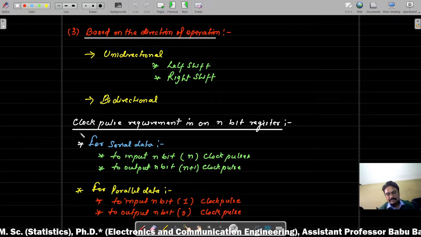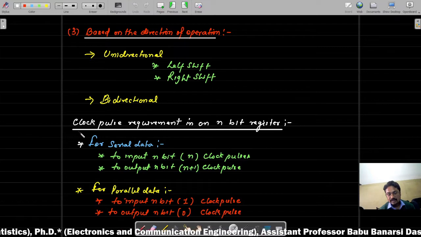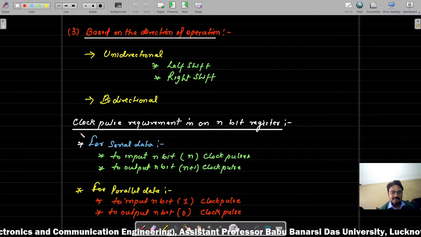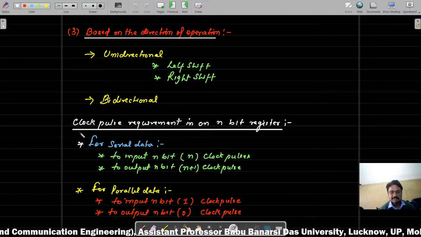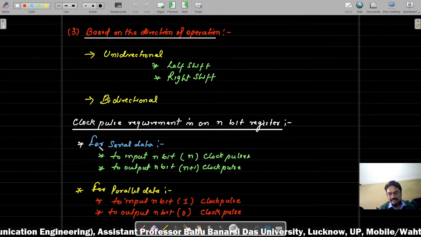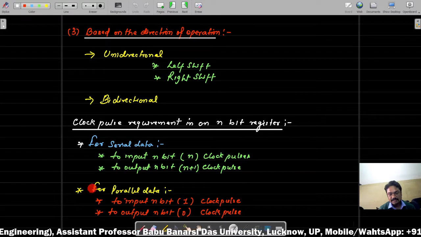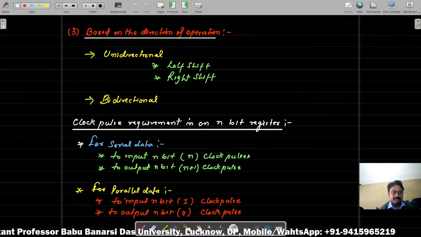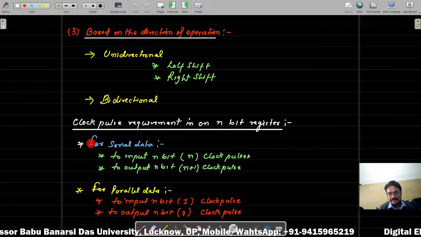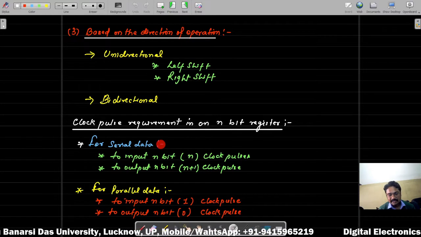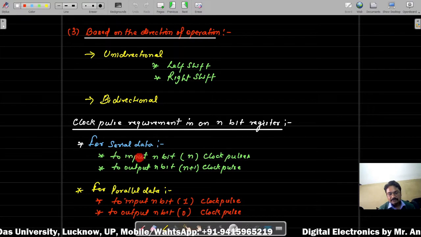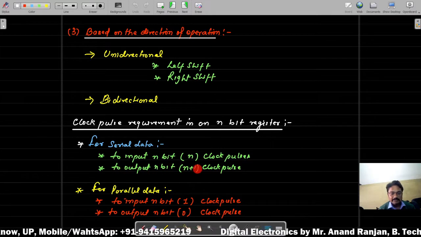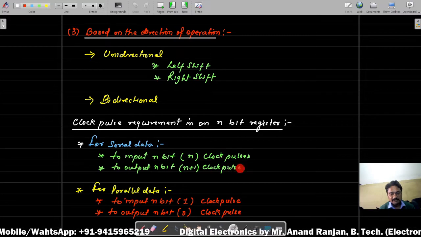The next important thing regarding the register is the clock pulse required for the proper operation of these registers. If, for example, we are considering an n-bit register here, then there are two different cases, for serial data input and parallel data input, where we can get the exact number of clocks required to produce the output. For example, for serial data input, to input the n-bit data we require n clock pulses, and to output the n-bit data we require n plus 1 clock pulses.